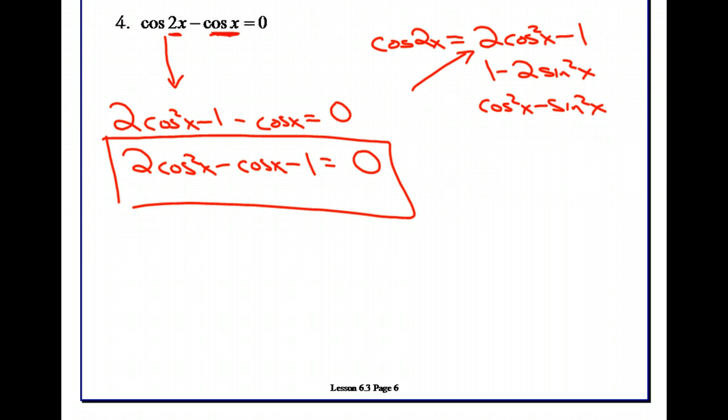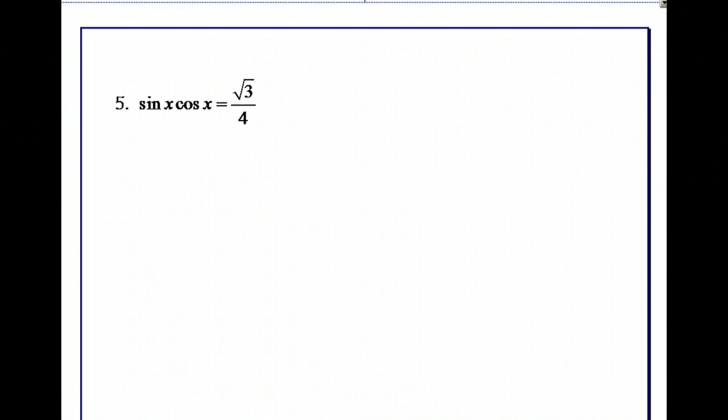If you can't factor it, use your quadratic formula. But the purpose of this video is just to kind of put you back to the previous section. And to get there, we use that identity with a cosine of 2x in there. All right, let's look at the next one.